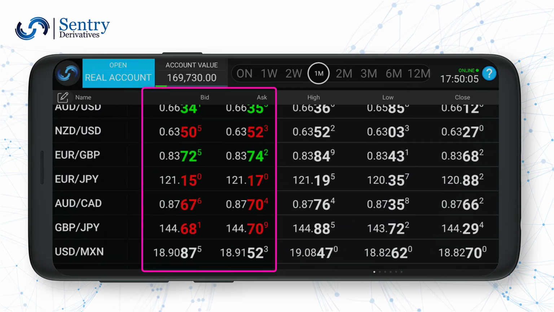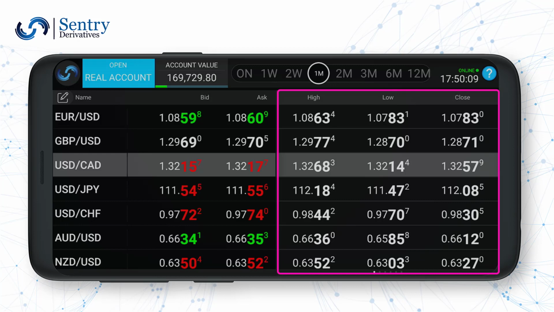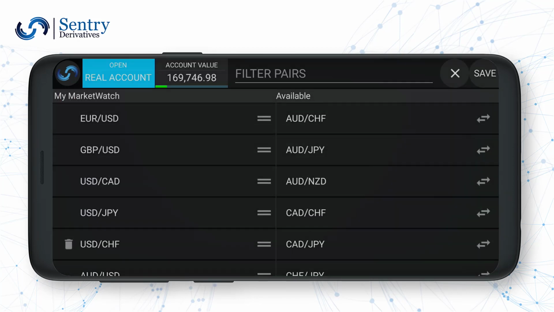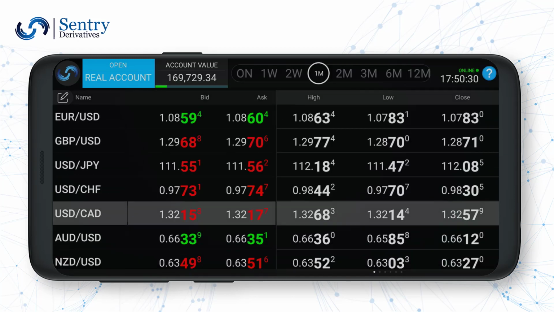On the left, we see the bid and ask for the various assets. On the right, we have the high, low, and yesterday's close. We can add other currency pairs, gold and silver, change the order on this page. Click Save, and you're back at your screen in the new order.